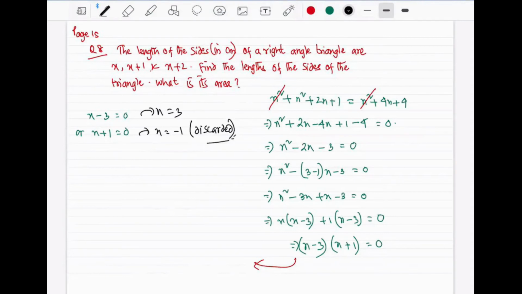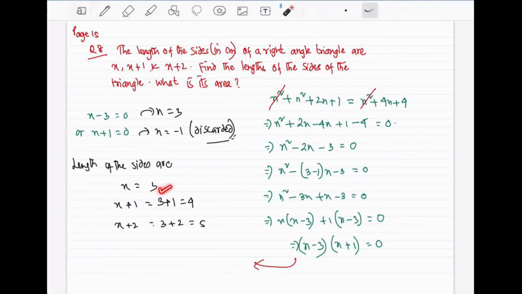What's the value of x then? X is 3. So what are the lengths of the sides? The lengths of the sides are x, x plus 1 and x plus 2. So right here, length of the sides are x is equal to 3. Second, x plus 1 is equal to 3 plus 1, so we get 4. Third one is x plus 2 is equal to 3 plus 2, so we get 5. The lengths of the sides are then 3, 4, 5. The question says the lengths of the sides are in centimeter. Just put the units here.